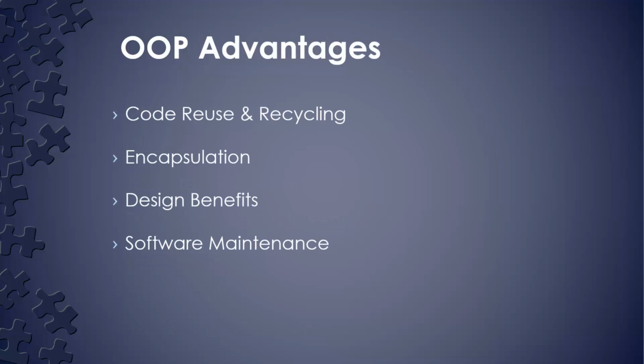So some of the advantages of object-oriented programming: code reuse and recycling is a big one. Whether it's in the same application or a completely different application, we can reuse classes and objects. Encapsulation, so basically if you have some kind of resource or functionality, you can keep that all wrapped up in one object. And keep your properties and methods inside of that object.